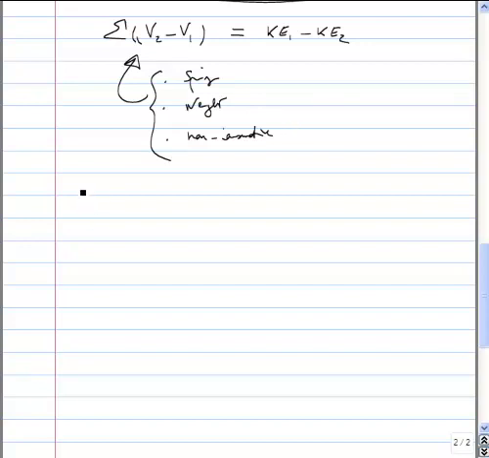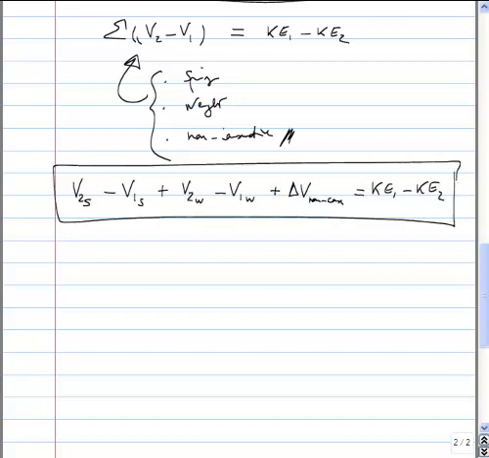We can rewrite the left hand side as the V final due to the spring minus V initial due to the spring. Then if we have to consider the force due to gravity, we can add the potential difference due to gravity. So V2 due to the weight minus V1 due to the weight. Then let's include whatever non-conservative forces might be present. Let's write it as the change of V of non-conservative forces. This must be equal to the change of kinetic energy. And this is known as conservation of energy.